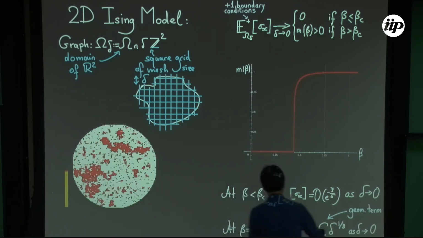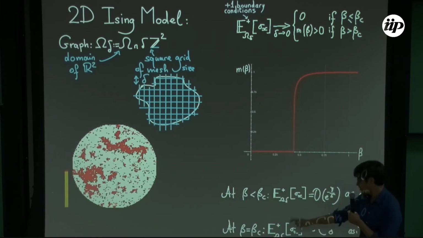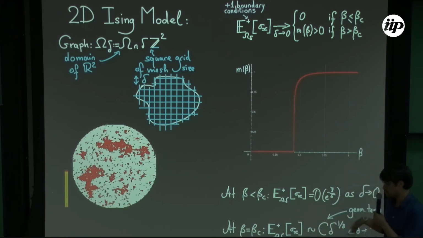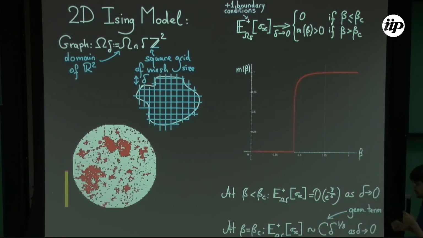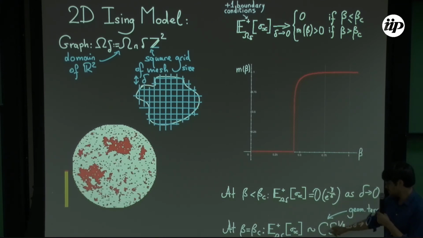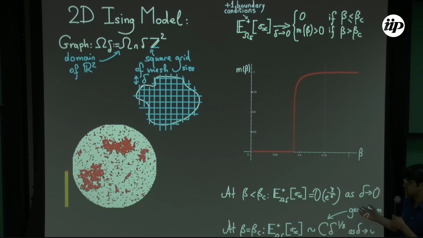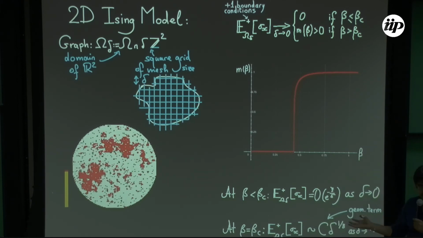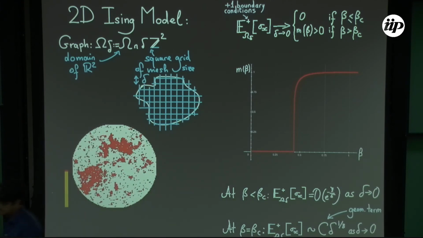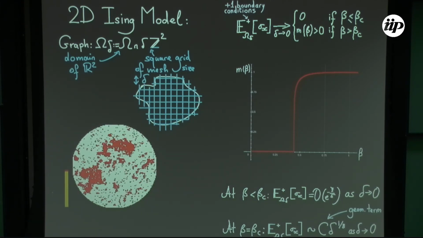This should be witnessed by the fact that at critical temperature, the magnetization goes to 0, as you would expect from the fact that it's a continuous phase transition, like a power law. But the constant in front of this power law should actually be something interesting. It should be a geometric quantity. It should be predicted by conformal field theory.